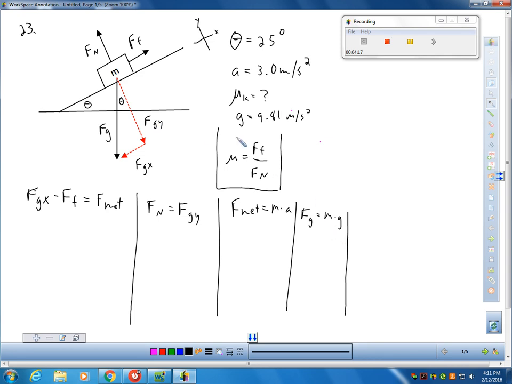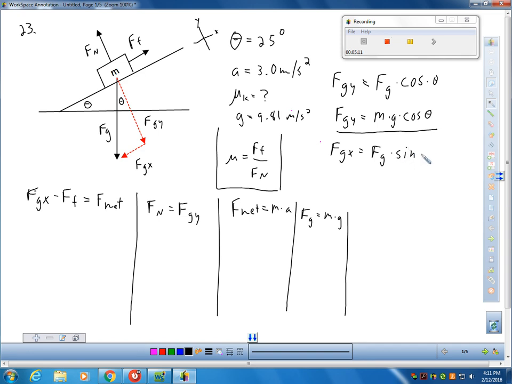All right, and so Fgy is actually equal to Fg times cosine theta, because it's the adjacent side. Now remember, Fg is equal to m times g, so I'm going to rewrite this: Fgy is equal to m times g times cosine theta. I'm going to underline that so I can find it later when I need it. And Fgx is actually going to be equal to Fg times sine theta. In other words, Fgx equals m times g times sine theta, and I'll underline it for convenient finding shortly.